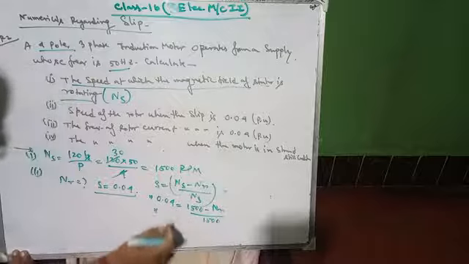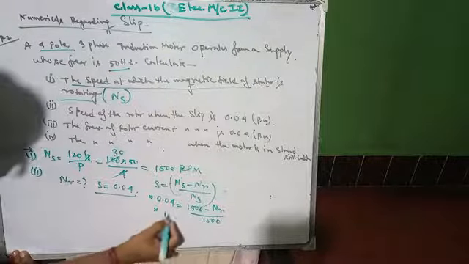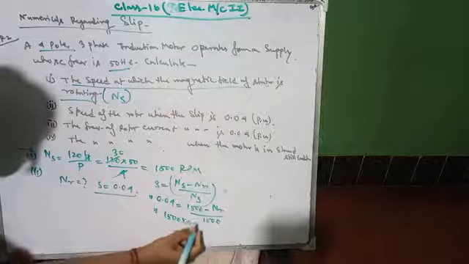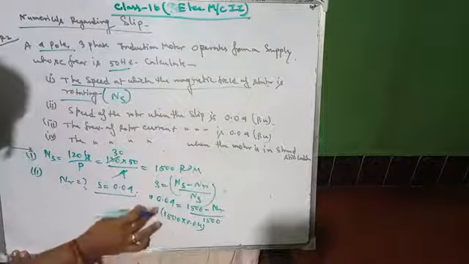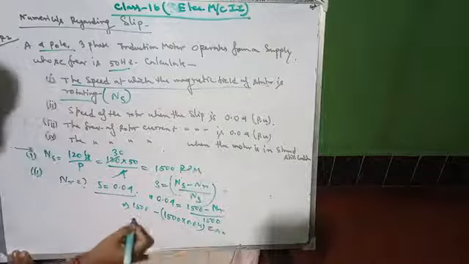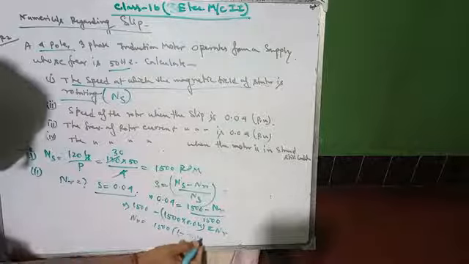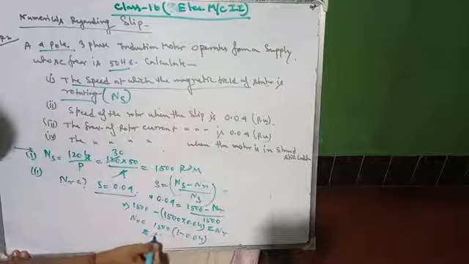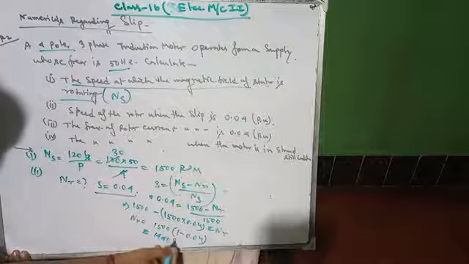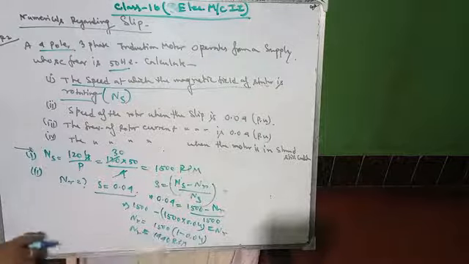So multiply it over here, so it will be how much? 0.04 into 1500. First you have to calculate it, and directly you can find. So 1500 minus this one equals directly NR. So NR equals 1500, taking as common, 1 minus 0.04. So that means how much? It will be 1440 RPM. So NR equals 1440 RPM. So the second problem is completed.